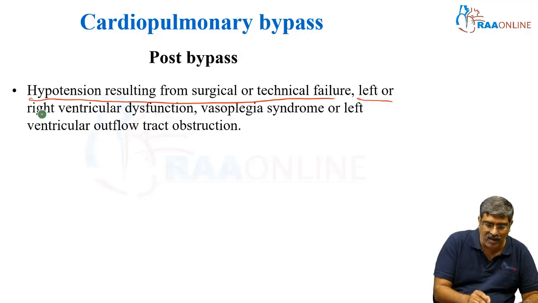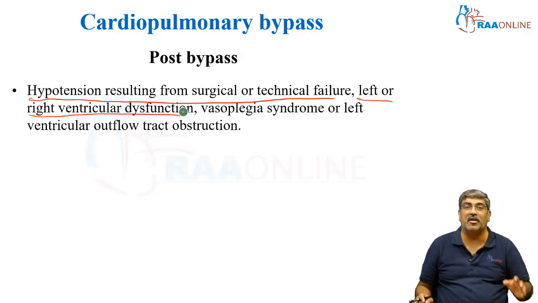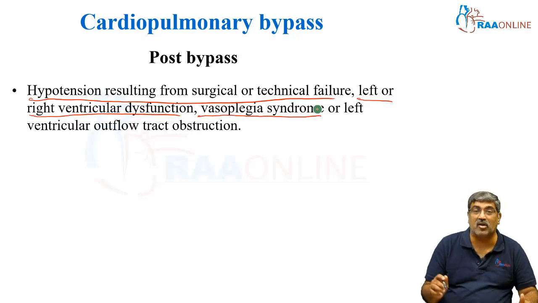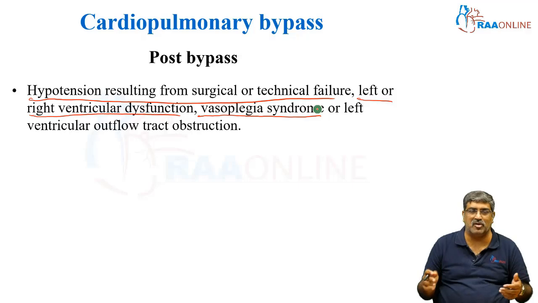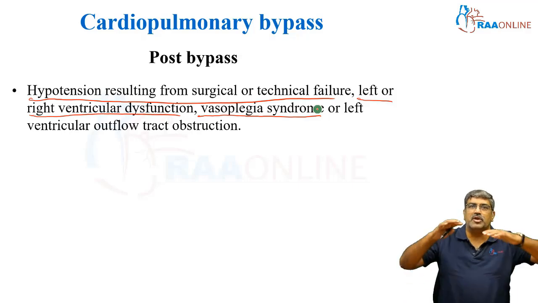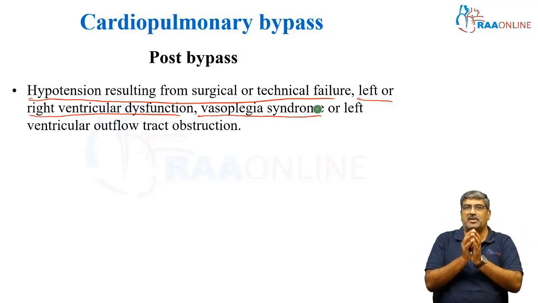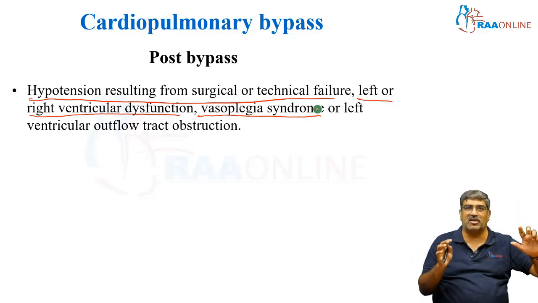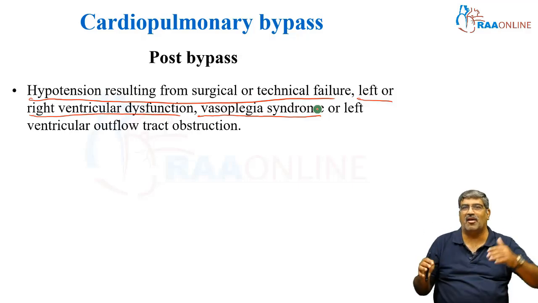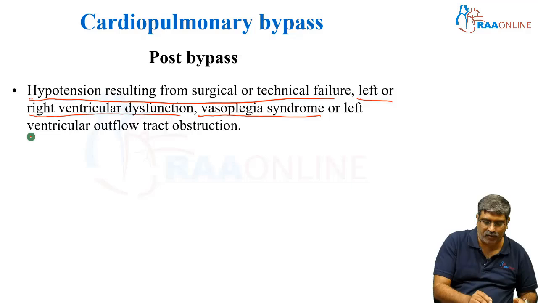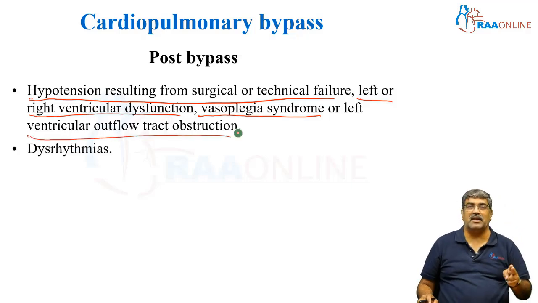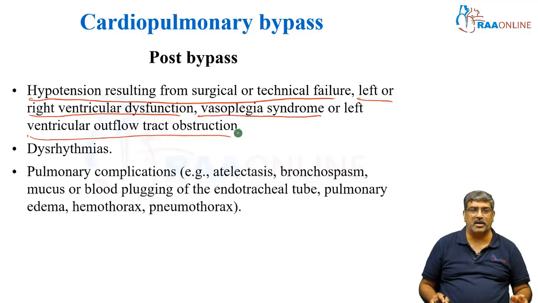Or it can be a right or left ventricular dysfunction, and the inflammation can cause vasoplegic syndrome, or there can be a left ventricular outflow obstruction. So, hemodynamic instability in the post-bypass period can be due to surgical or technical failure, your ventricular dysfunction, your vasoplegia or a left ventricular outflow tract obstruction. There can be dysrhythmias in the postoperative period.